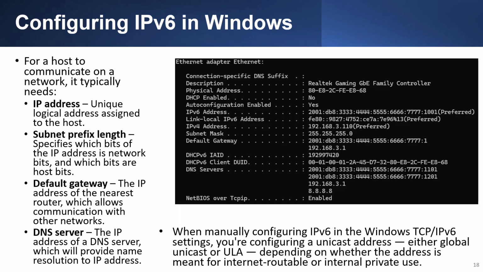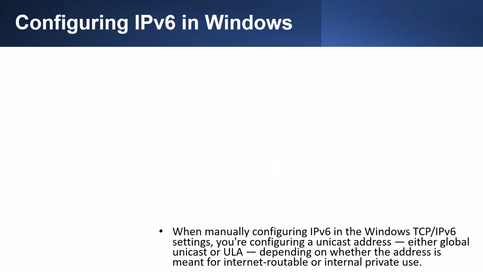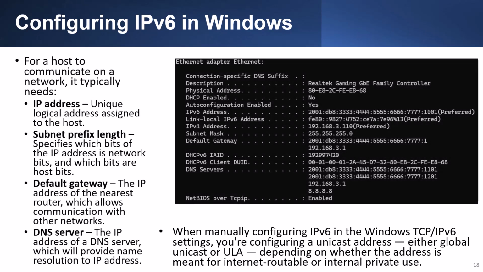When manually configuring IP version 6 in the Windows TCP/IP version 6 settings, you configure a unicast address, either global unicast or ULA, depending on whether the address is meant for internet-routable or internal private use. Here, we're showing running the ipconfig /all command, showing your IP version 4 and IP version 6 addressing.